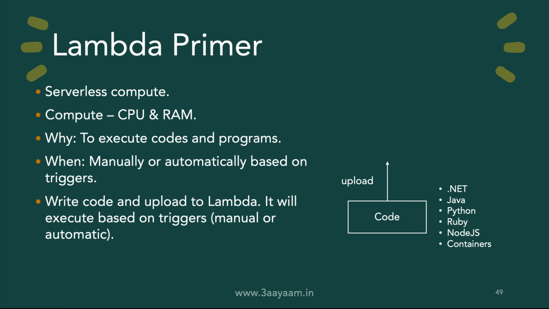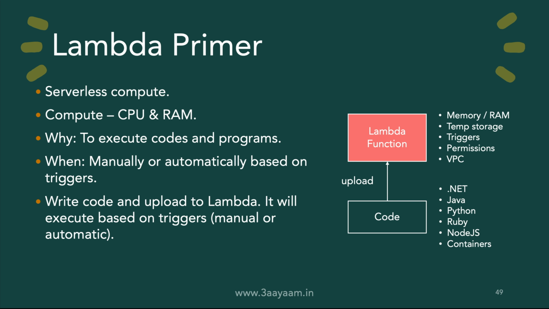A Lambda function is a wrapper which gives us resources. So what are those resources? Those resources can be memory or RAM. It gives us temporary storage. We also tell the Lambda function about the triggers, meaning when to execute the code, and then permissions for other services, meaning let's say I run code using Lambda which would read records from S3, do some processing and maybe write it back to S3 or write it to Redshift.